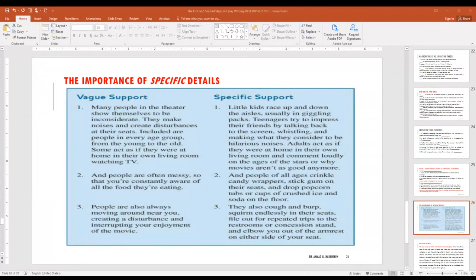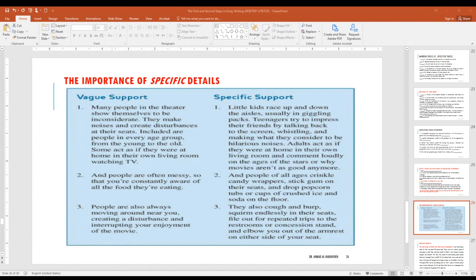Look at number three. People are also always moving around near you, creating a disturbance and interrupting your enjoyment of the movie. They also cough and burp, squirm endlessly in their seats, file out for repeated trips to the restrooms or concession stand, and elbow you out of the armrest on either side of your seat. Here again, these details are more specific than the one here, interrupting your enjoyment. What do you mean by enjoyment here? Here, creating a disturbance and interrupting. What kind of disturbance and interrupting here? You have to make sure.